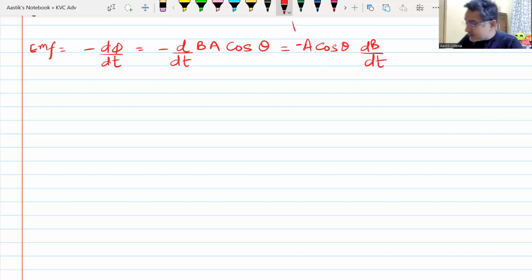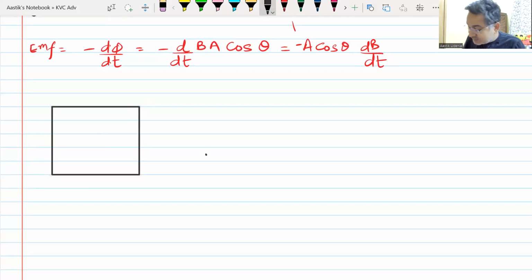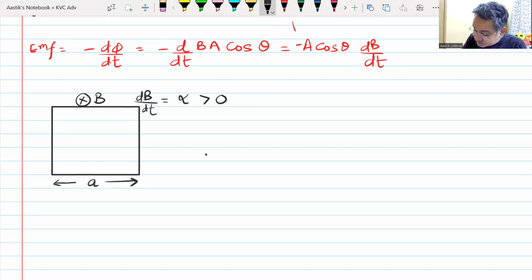Okay, now I'll make a question and let us see if you can solve it. I have, let us say, a square loop. It is placed in a magnetic field B, and the rate at which the magnetic field is changing is given as alpha, and this rate is greater than 0. I hope you understand the meaning of the terms that I've written. Yes or no? Yes. Area of the loop is A, and the resistance of the loop is R.